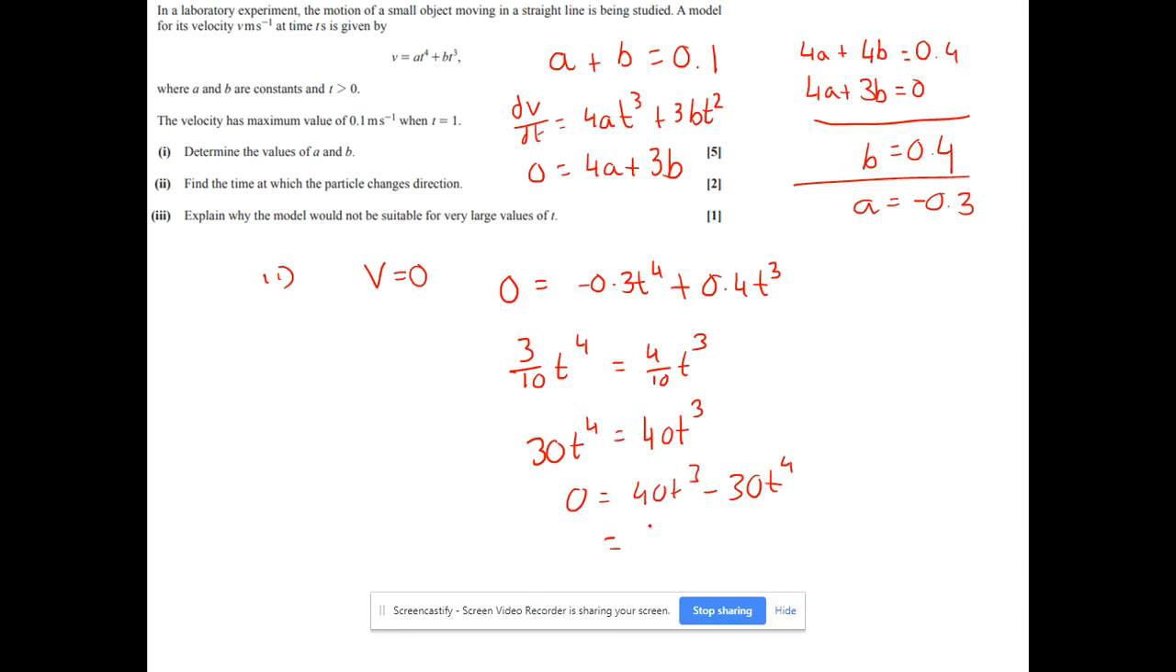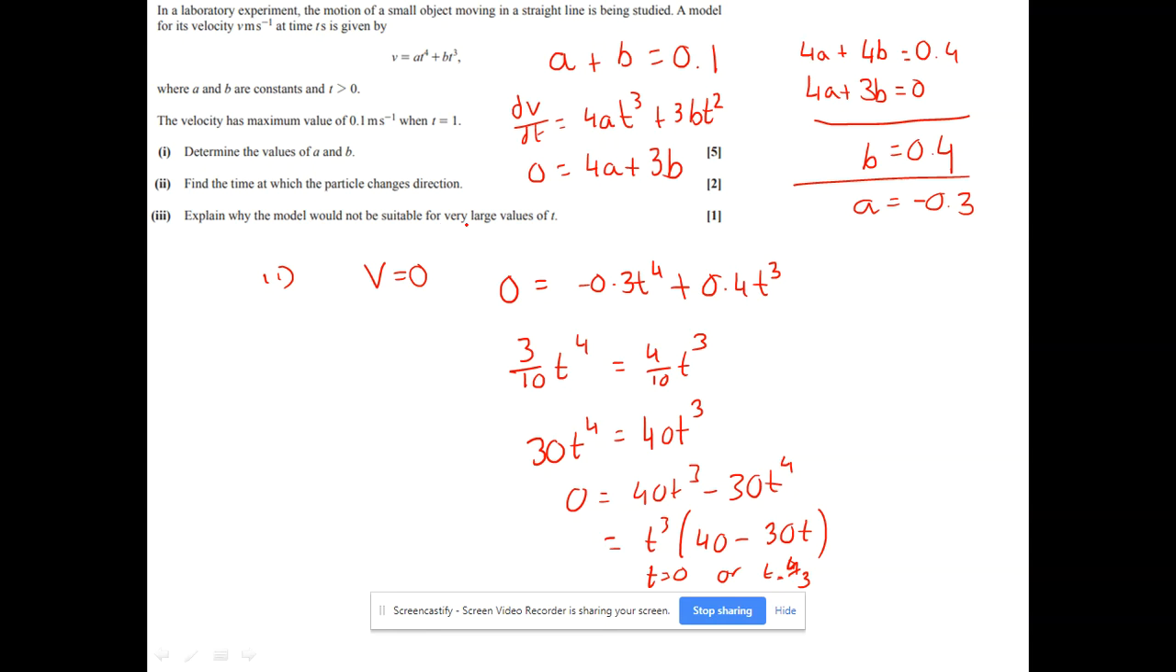So we can now factorise this. We take out t cubed, and we end up with 40 minus 30 t, which means that t is equal to 0, or t equals 4 over 3. Sorry, I went a long way around getting to that answer, but it's getting late at night. That's my excuse anyway.